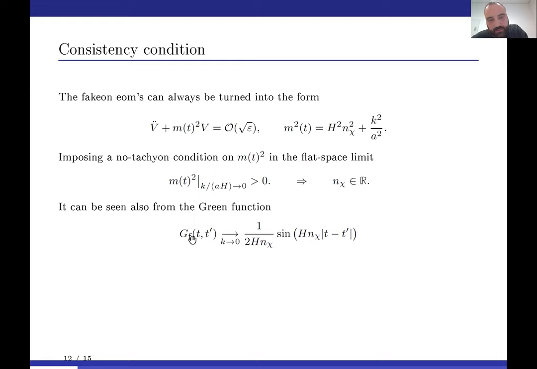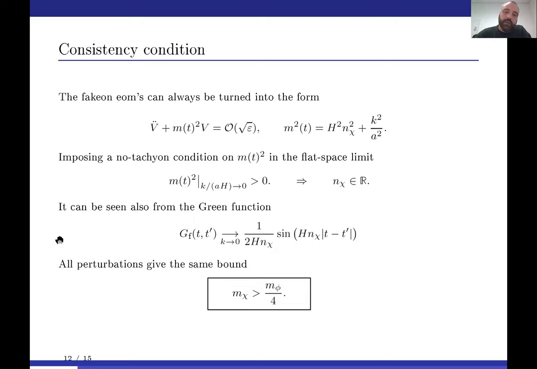You can see this also from the Green function, because in this limit it goes to this. And if N chi is imaginary, then this sign is a hyperbolic one, and it will be divergent, it will explode at some point. So imposing this condition on every perturbation, every Fakeon perturbation that we have to project away, they all give the same bound, which is this one, with respect to the mass of the inflaton.